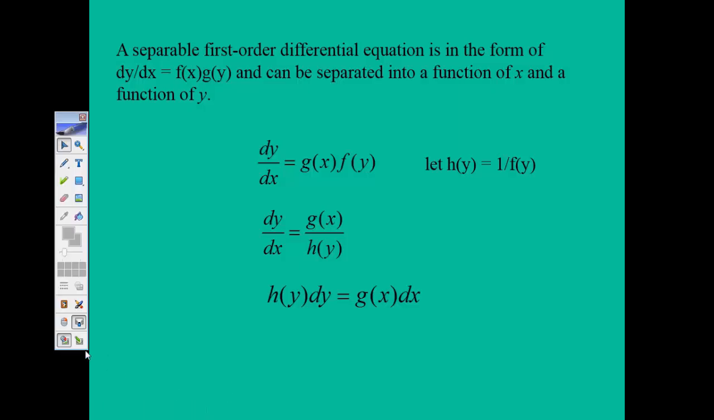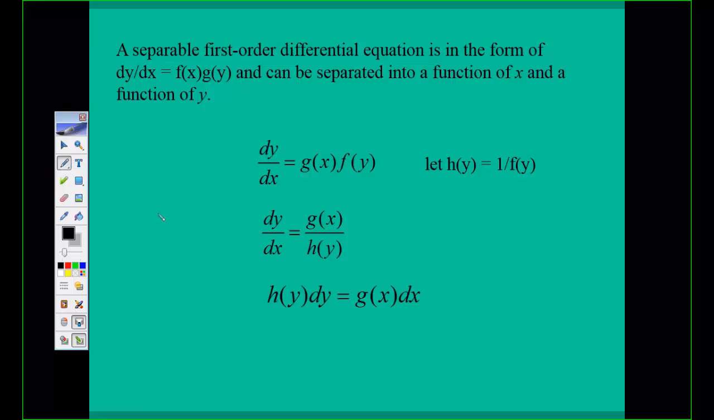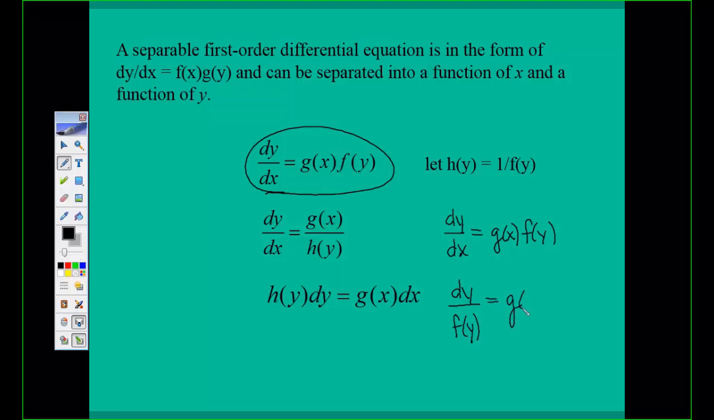And if you want to think about it this way also, we can leave it in the original form. If we have dy/dx equals a g of x times an f of y, we still can separate them this way. dy over f of y equals g of x times dx. Now it does look like we're just multiplying the dx over on the other side, but we're rewriting this in differential form.